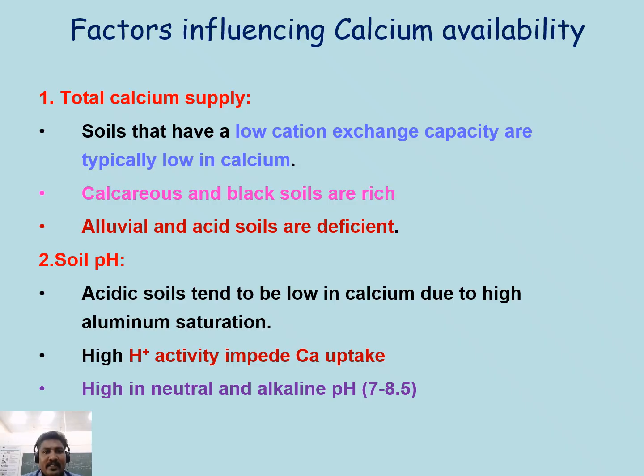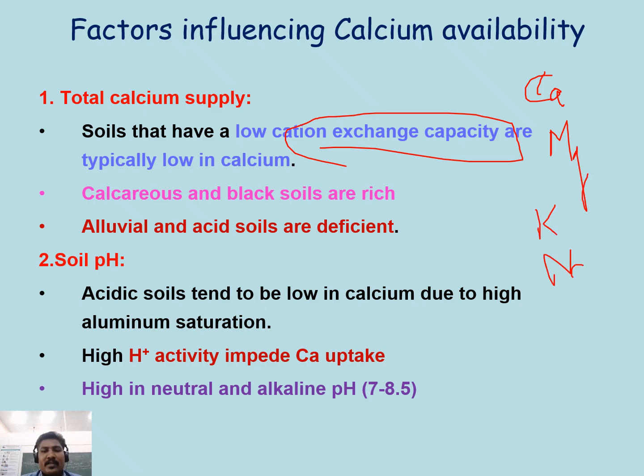Coming to factors influencing calcium availability, it depends on various factors. One is total calcium supply. Soils that have the lowest cation exchange capacity are typically low in calcium. The exchange sites are mostly occupied by calcium. Calcium is the dominant ion, first, the second is magnesium, the third is potassium, and the fourth is sodium. This is the order of the amount of nutrients present in the soil. So when the calcium amount in the exchange sites is lowest, calcium availability also gets reduced.